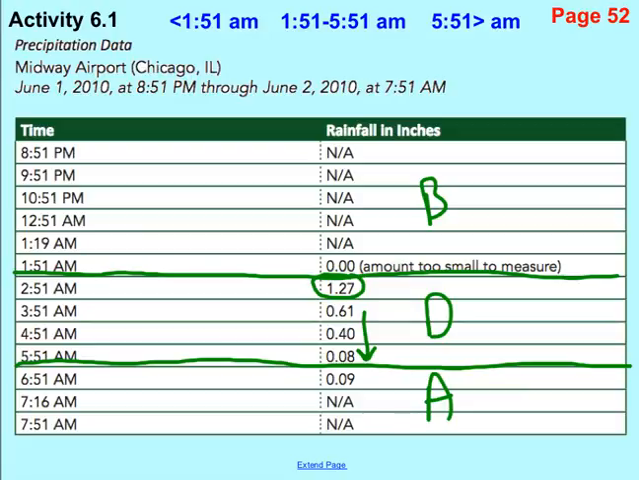So make sure you get done with this today, so that way the next time we meet, we're going to go through the answer key and see how you did.